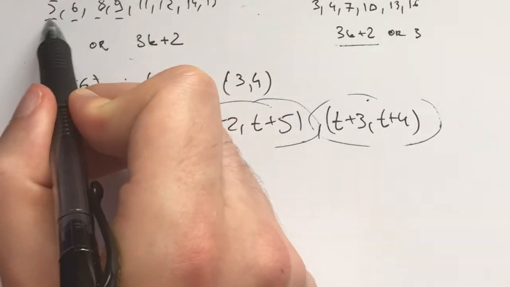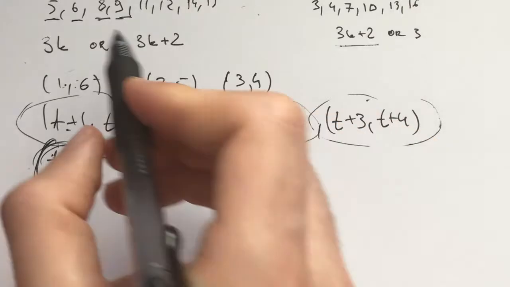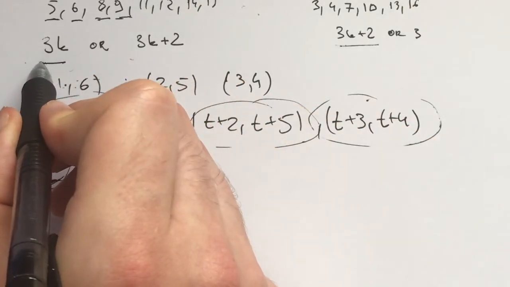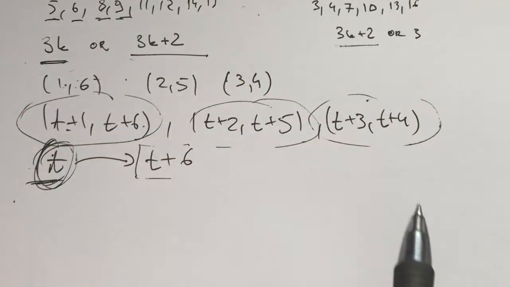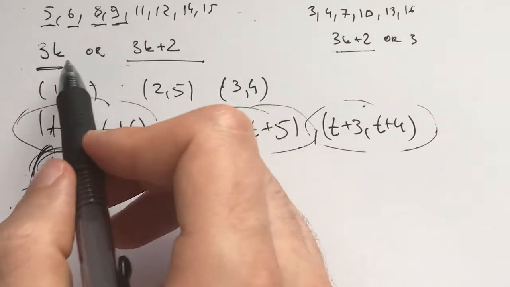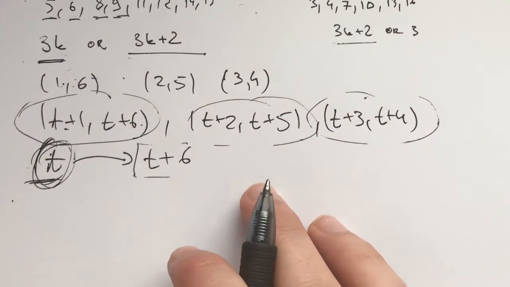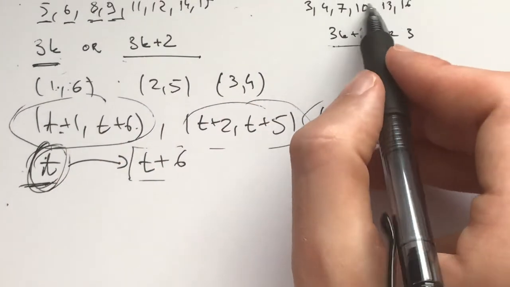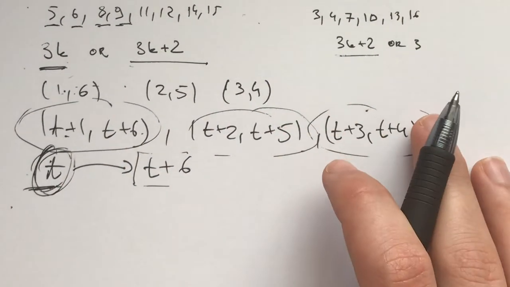This completes, now that we have 5, 6, 8, and 9, this means that every number of the form 3k and 3k plus 2, where k is greater than or equal to 2, will work. And now that the construction is done, how do we prove that this is impossible? Well, there's really 2 ways.